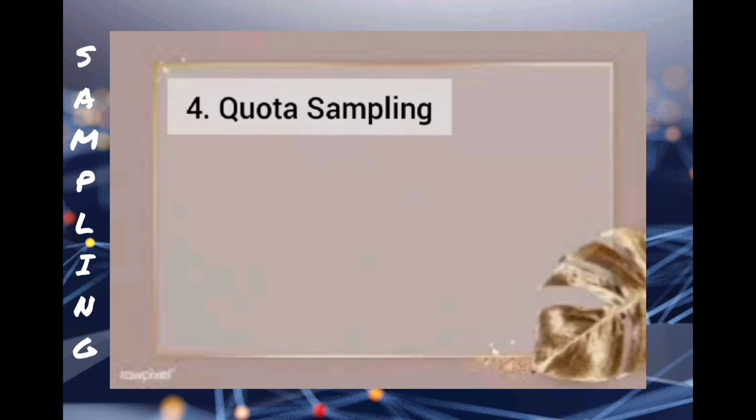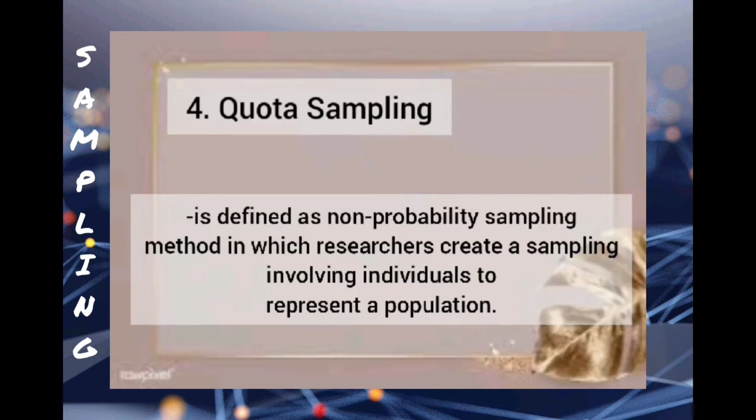The fourth type of non-probability sampling is called quota sampling. Quota sampling is defined as a non-probability sampling method in which researchers create a sample involving individuals to represent a population. This means that elements from the population are chosen on a non-random basis and all members of the population do not have an equal chance of being selected to be a part of the same group.